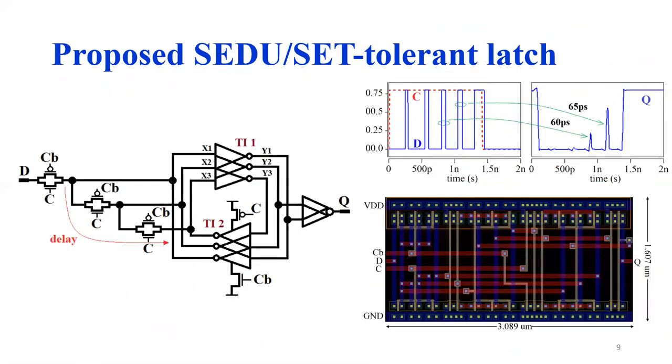Here is the proposed SEDU tolerant and also SET filter latch circuit, the second circuit that we are proposing in this paper. In this circuit, the input D, which passes a transmission gate, is sent to X1, a delayed version is sent to X2, and a further delayed version is sent to X3. Note that the SEDU tolerance of this circuit is the same as the proposed SEDU tolerant latch that we showed in the previous slides. So this circuit is able to tolerate both SETs and SEDUs.